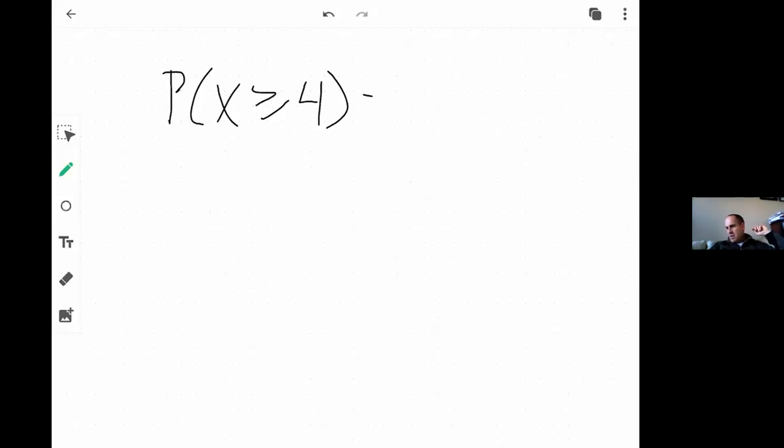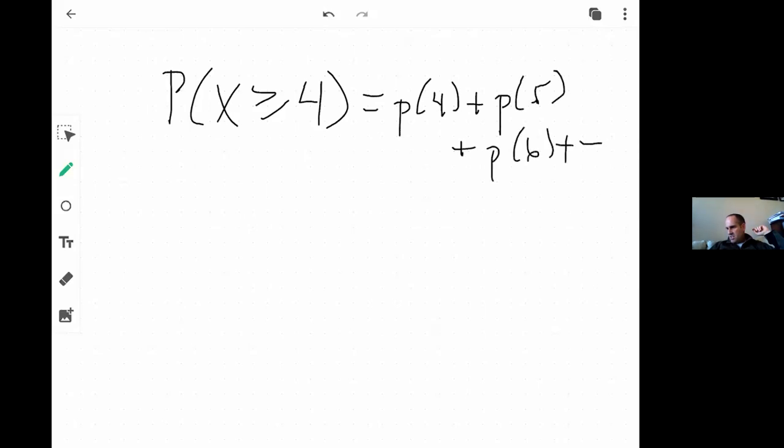Okay, so that would be P of 4 plus P of 5 plus P of 6 plus dot dot dot. So what would that be? So P of 4. Now remember, we actually wrote down the PDF for this thing. That would mean 3 failures followed by a success. So that would be Q cubed times P, right?